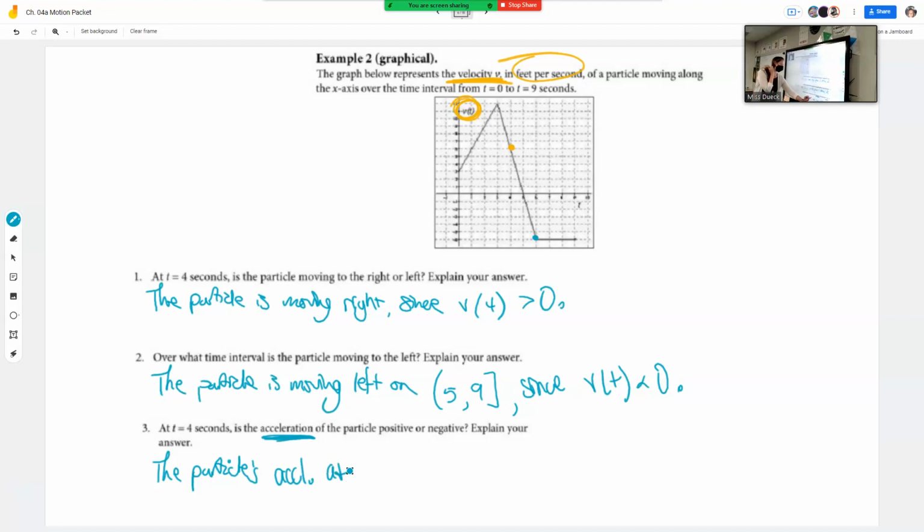At 4. P.S. Couldn't you say A of 4 and save yourself time? Right? A of 4, A parenthesis 4, save yourself time. But that's all right. Particle's acceleration at t equals 4 is what? Negative. Why is it negative? Because it's going, don't say it. What is going? The velocity. Velocity is? Decreasing. Perfect.